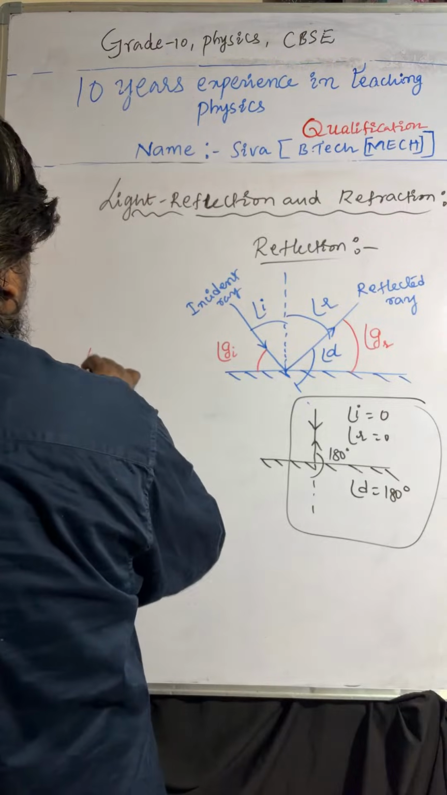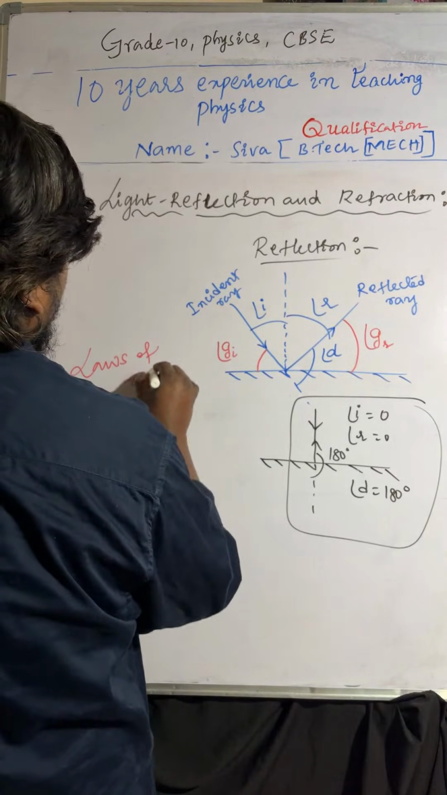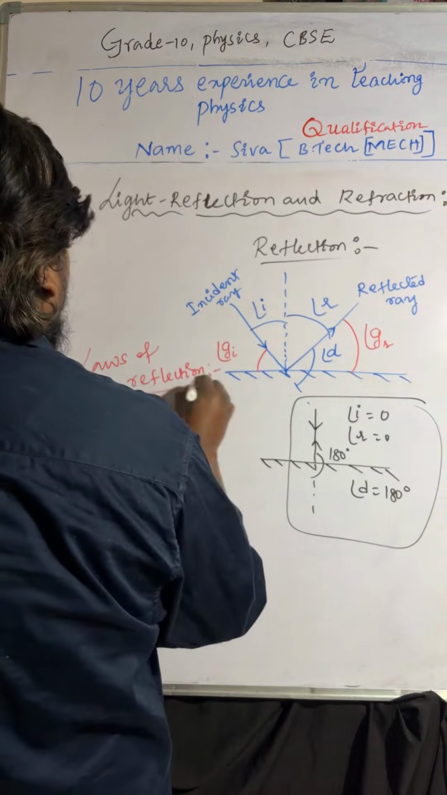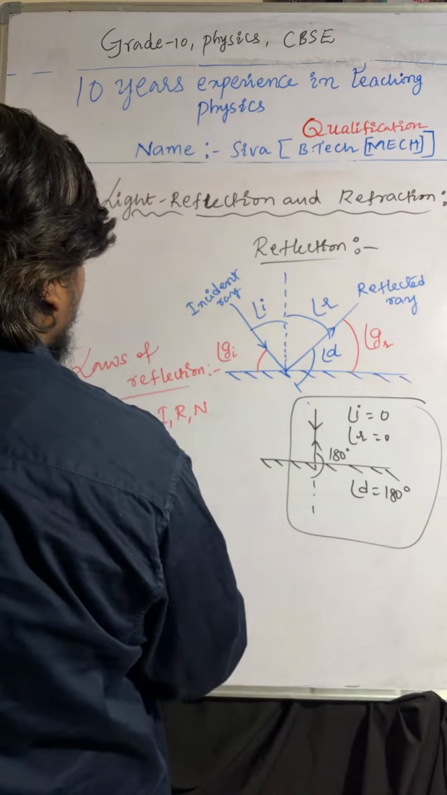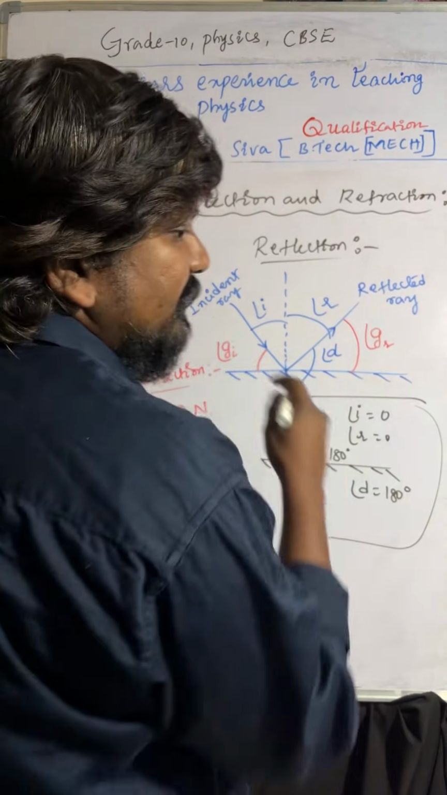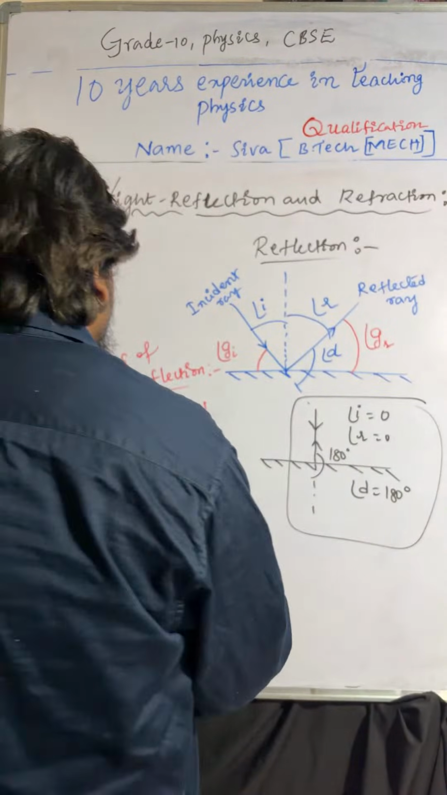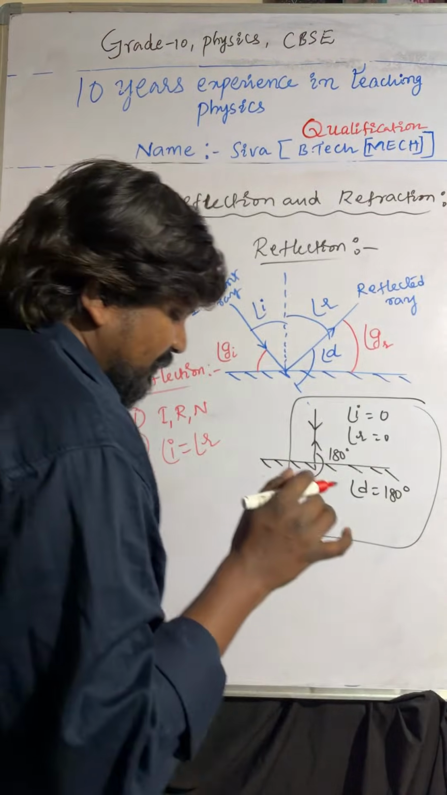Coming to the laws of reflection. What are the laws of reflection? The first point: the incident ray, the reflected ray and the normal line lie in the same plane. The next one: the angle of incidence is equal to the angle of reflection.